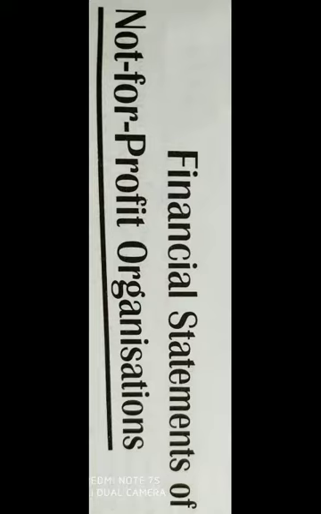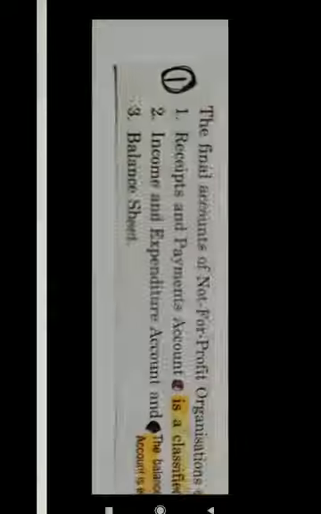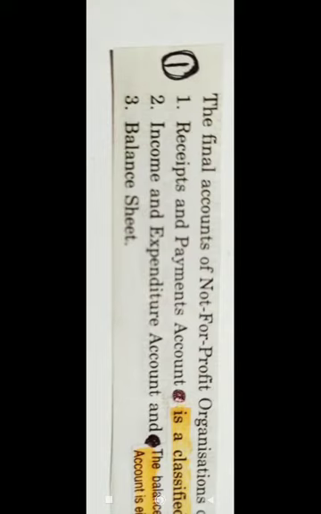Now, in regard to the financial statements of a not-for-profit organization, we will learn what all three statements or accounts a not-for-profit organization makes at the year end. First one, that is receipt and payment account, which is nothing else than a classified summary of our cash book.